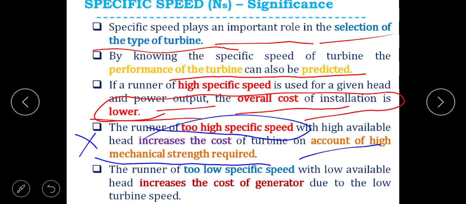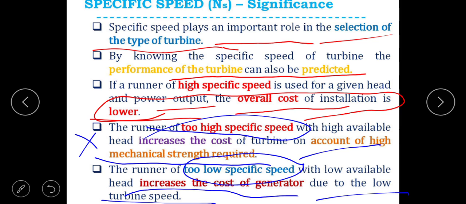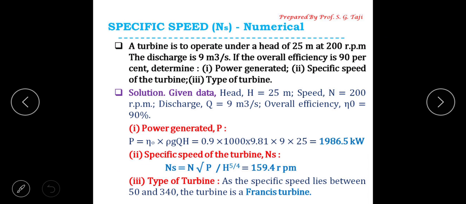The runner of too low specific speed with low available head increases the cost of generator due to the low turbine speed, and hence this is also not of good significance. The first 3 points are having positive sense, latter two are negative significance. Okay, further numerical problems we will see.